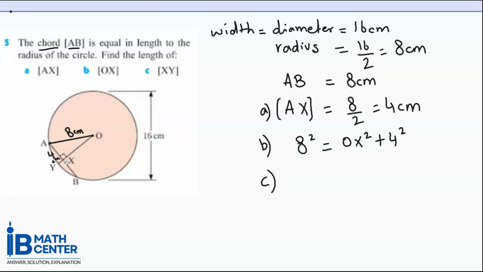If you have OX, now what is OY? OY is the radius. So we are saying OY is OX added to XY. I have OX from here. I have OY, which is the radius, and I can get XY if I subtract OX from OY. Okay, guys, so this is how you get this question done.